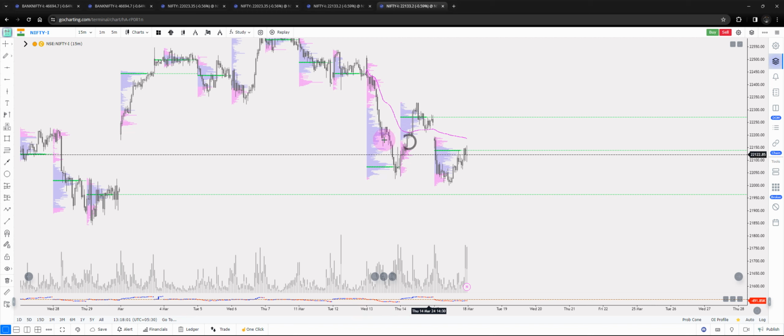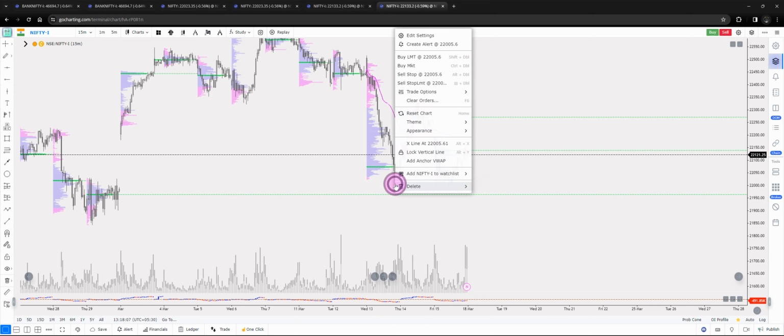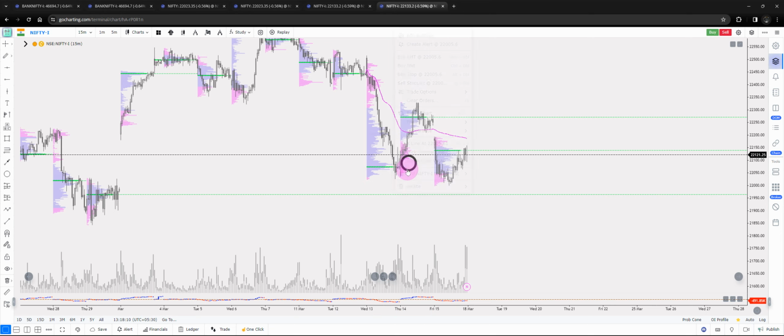The other thing is, you can also draw anchored VWAPs from small zones like this. Whenever you see such a big move, you can draw an anchored volume profile or an anchored VWAP, so that you get a context of the thing. So you can straight away see why we are resisting where we are. It is because of this up move.